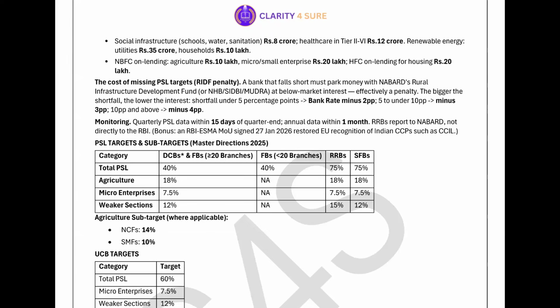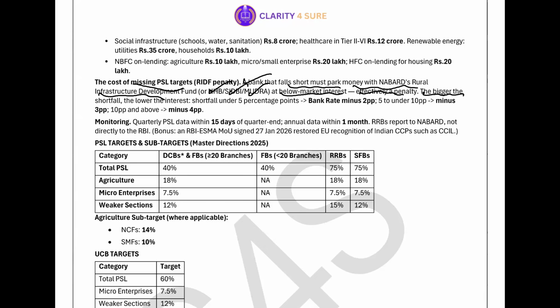I'm not going to explain that because I have already explained it in my course. I have very short time, so I can't tell you each and everything. So please try to understand the cost of missing the PSL target. If any bank misses it, what happens first? RIDF penalty. A bank that falls short must park money with NABARD, as I have told you, that is Rural Infrastructure Development Fund, or NHB, SIDBI, Mudra, at below market interest rate. Is it clear? Which is effectively a penalty.